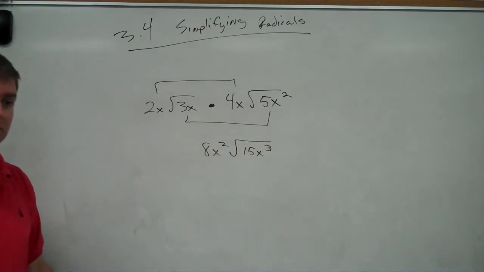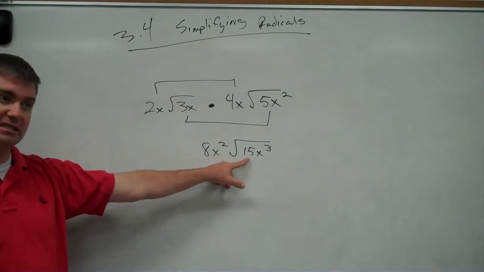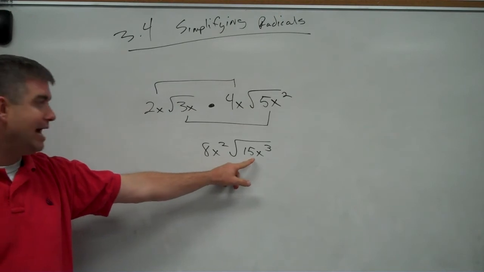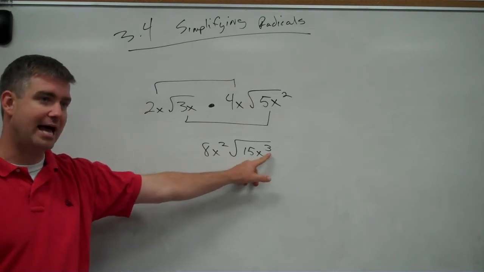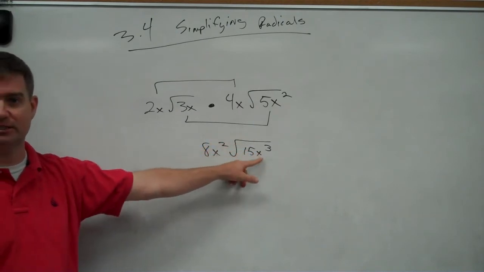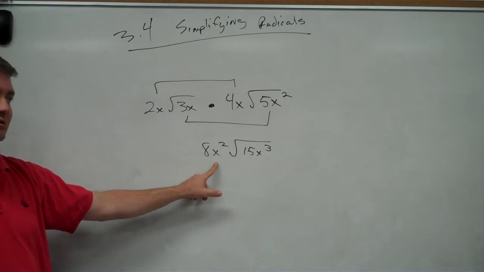Are we done? No. Why not? The 15 can be simplified. Very good. All right. Does the 15 break down? It does, into 3 and 5, but you don't have a pair, so it's going to stay underneath. How about x cubed? What's going to happen? One x is going to come out, how many x's are going to stay in? One.